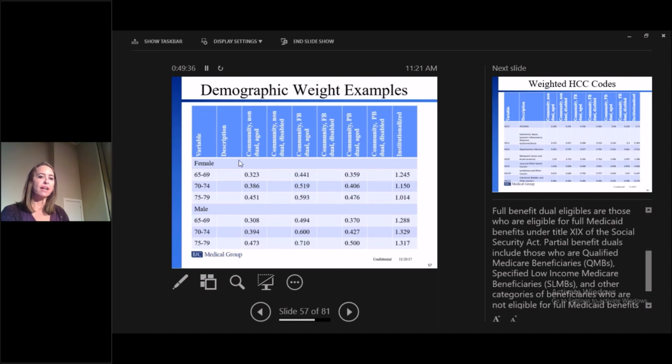So if you look at this nice 70 to 74-year-old range, your female who lives in the community has a score of 0.38. Your male has a score of 0.39. So not a whole lot of difference, but the men do get you more money out of that. Now, that same person who's institutionalized in a skilled nursing facility or a nursing home, 1.15, just because they're in the nursing home, okay?